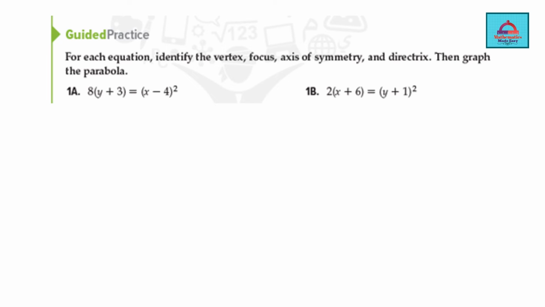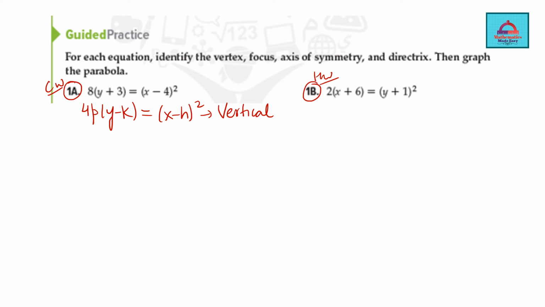Okay, so let's solve 1A guided practice. This is classwork, this is homework, you'll try yourself. Let's do this one, and we are going to compare it with the standard form y minus k is equal to 4p times x minus h. So this parabola is definitely a vertical parabola, and that will be confirmed because 8 is equal to 4p or p is 2. So when p is positive, it's definitely vertical and it opens upward. So it is going to be a U-shaped parabola.